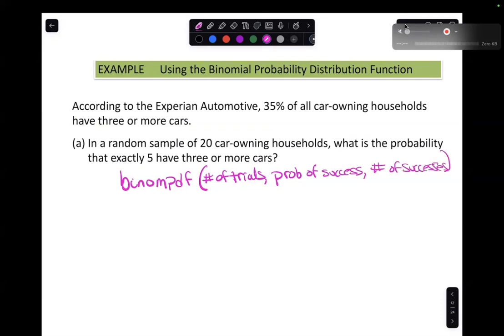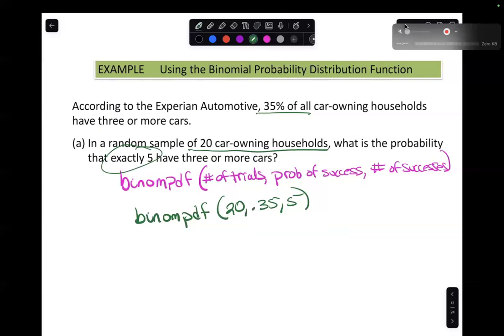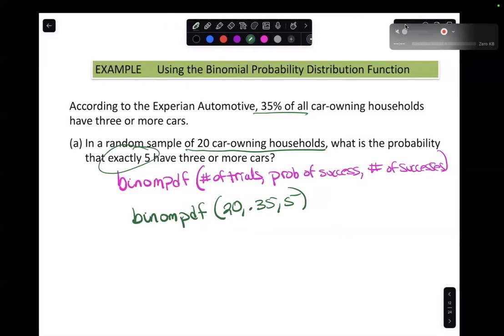Okay, so what this is going to look like: binom PDF, my number of trials. I took a sample of 20 car owning households. Probability is 35%, so it's 0.35. And then exactly 5. This is what we're going to put in our calculator. So I'm going to bop over to the calculator in just 1 second. Let you write that down first, and I'll bop over to the calculator.